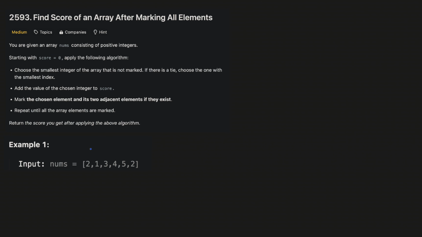Then in example 1, for the given nums array, this is how the algorithm will work. We will pick up the smallest unmarked element in the nums array, and that is 1. So we will mark it and its two adjacent elements and add the value to the score, which will be 1 this time. So our score now becomes 1. Then the next smallest unmarked element is 2. So we will mark it and its two adjacent elements. Here there is no element on the right, but there is one on the left. So we will mark it and add the value to the score. So now our score becomes 3.